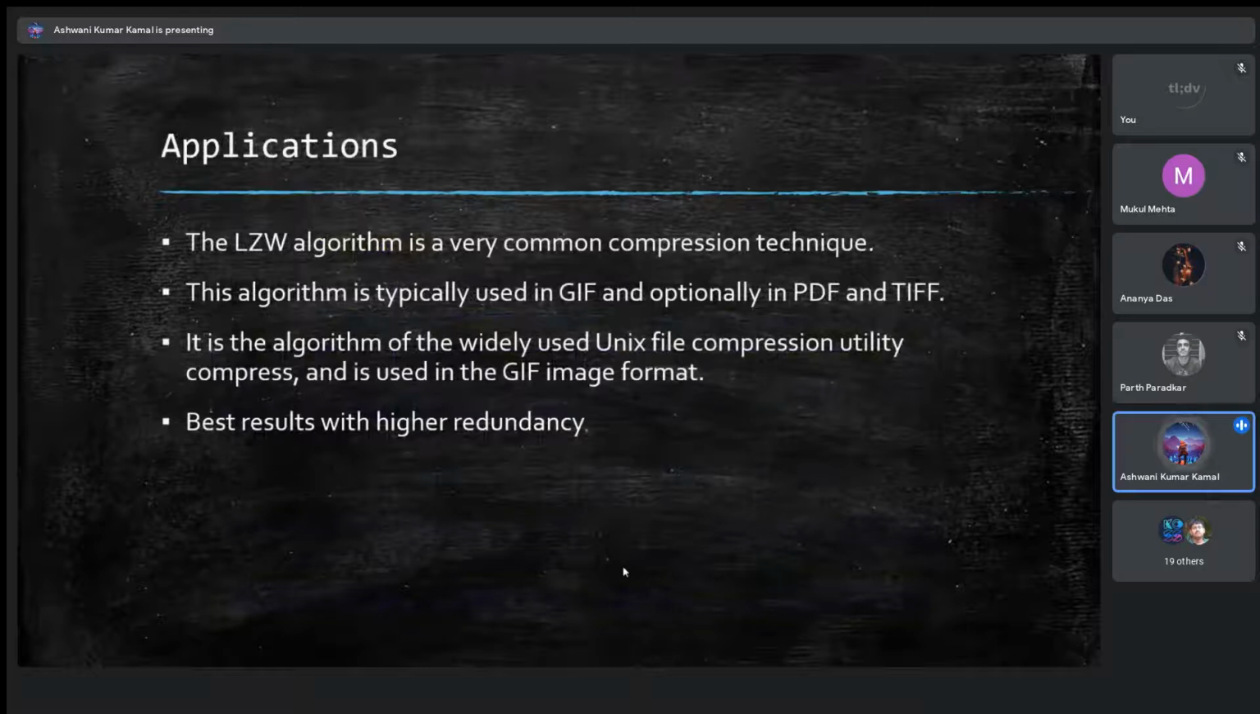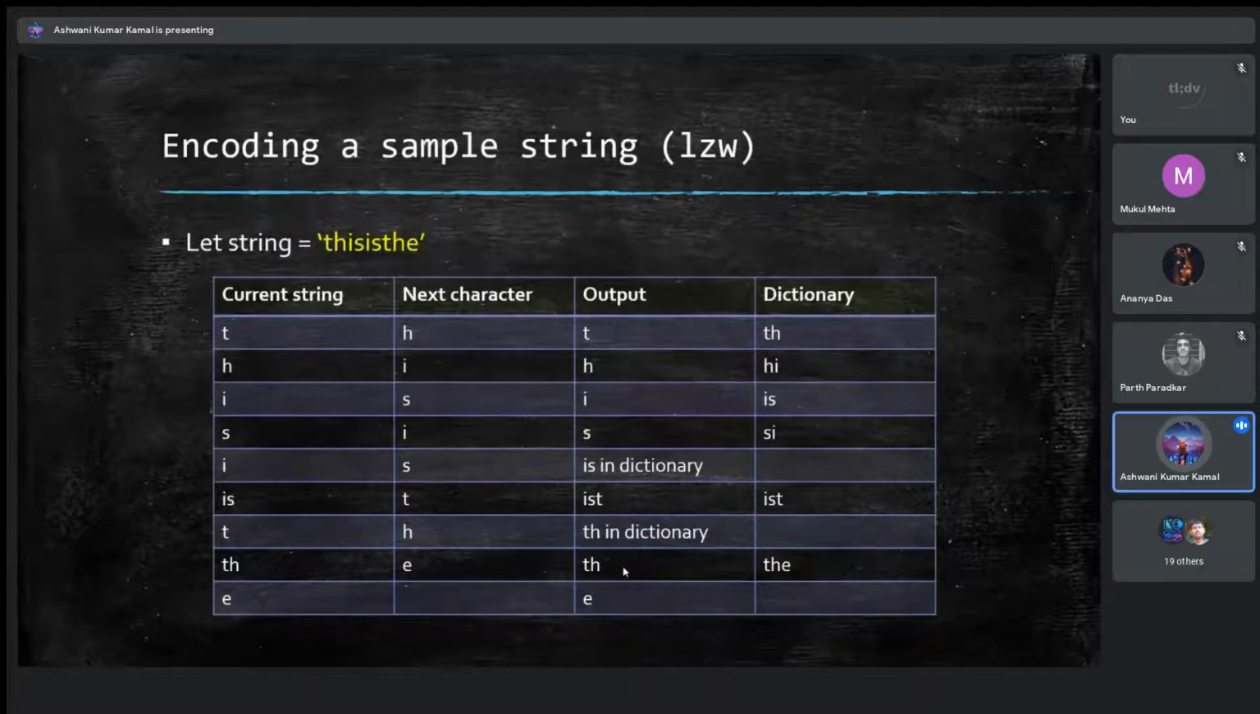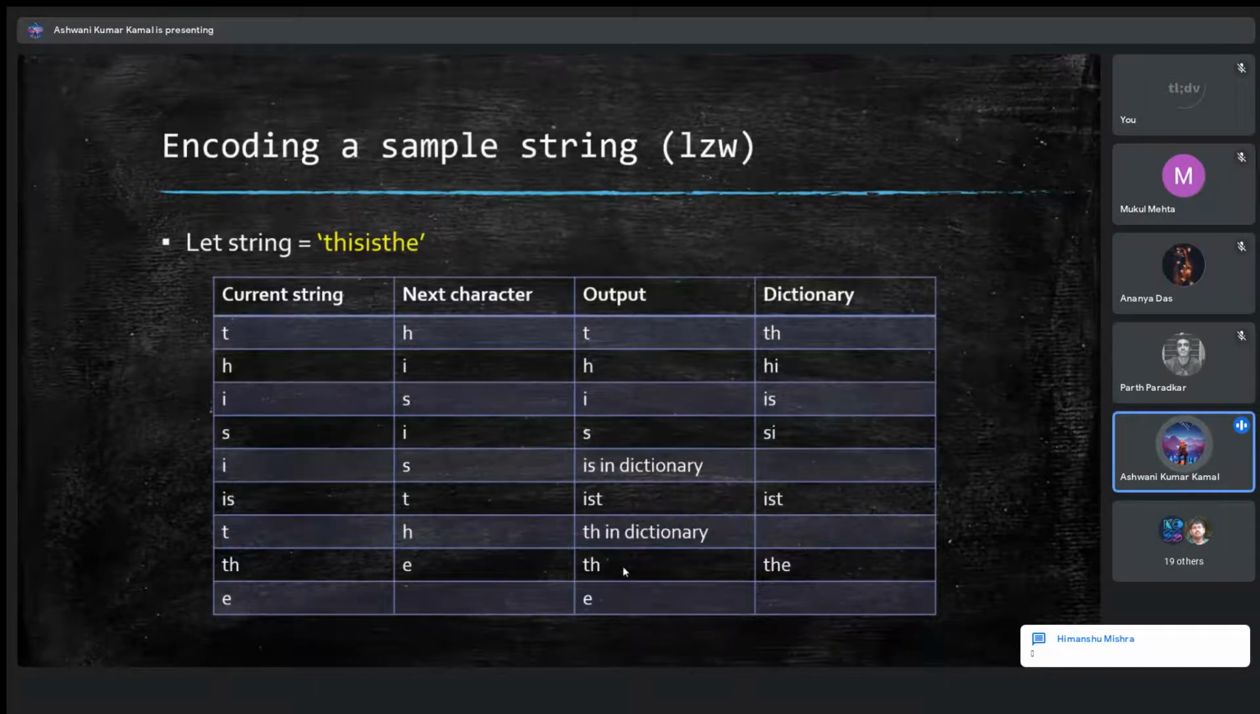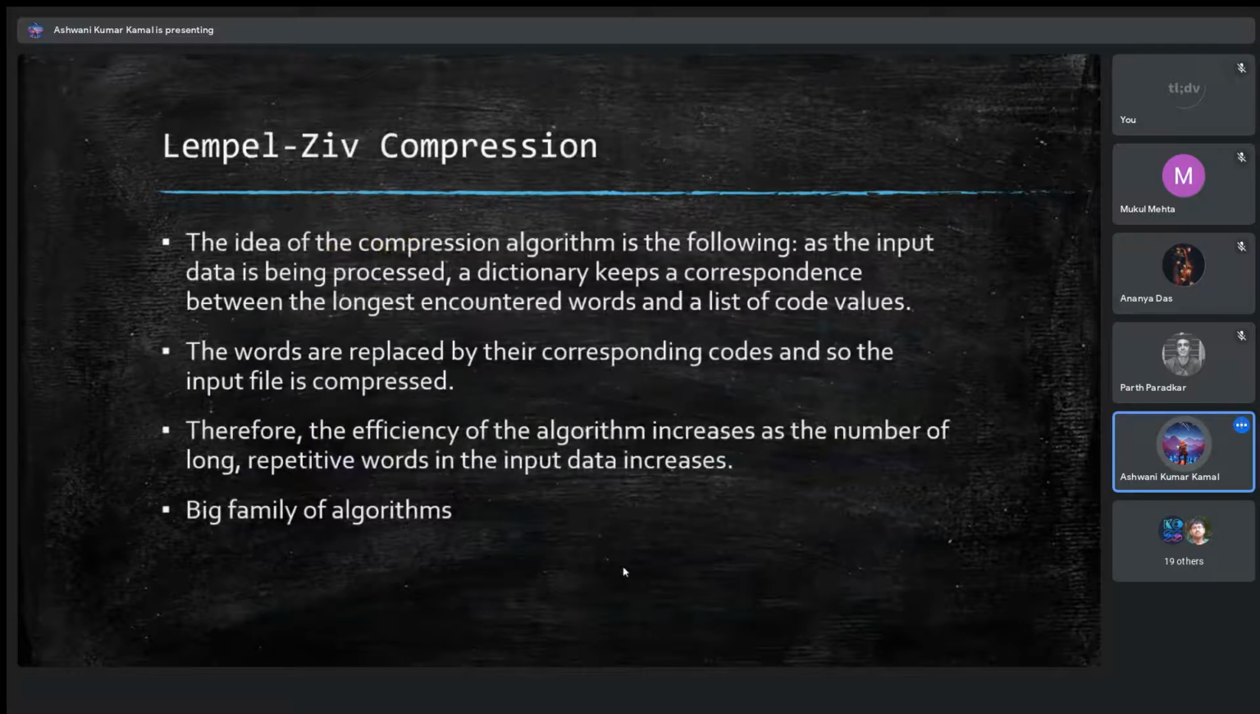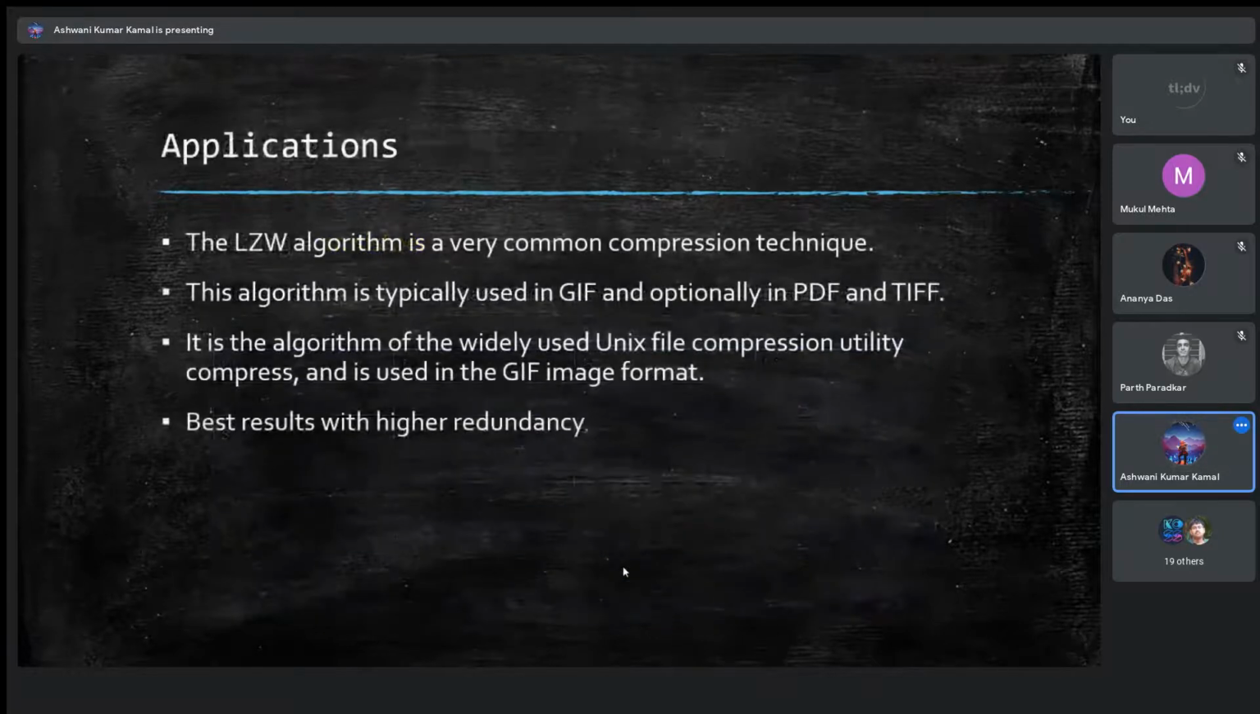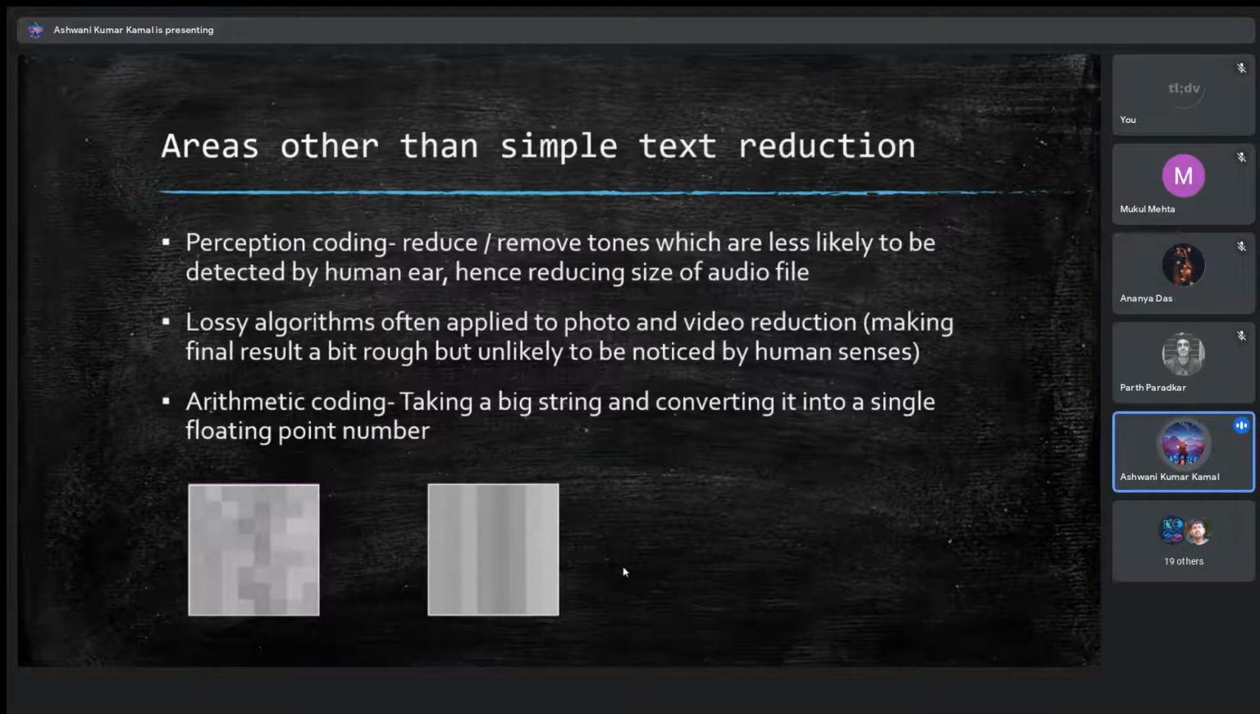So the algorithm which I just discussed with you is one member of the big family of LZ compression algorithms, which is known as LZW, Lempel-Ziv-Welch algorithm, if I'm not wrong. Yes, Lempel-Ziv-Welch. It's a very common compression technique, and this algorithm is typically used in GIF and optionally in PDF and TIFF, and it is widely used in Unix file compression utility, as I told you in the beginning, and best results will be expected with higher redundancy.